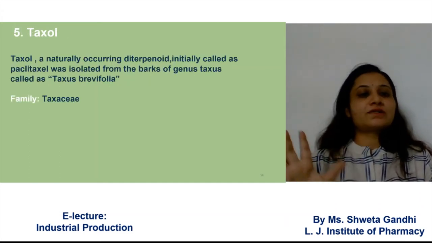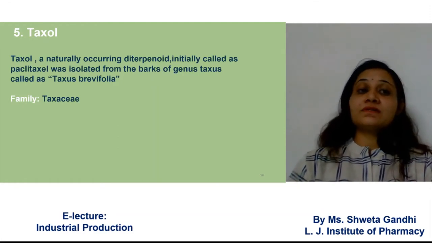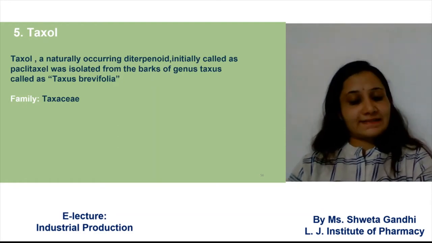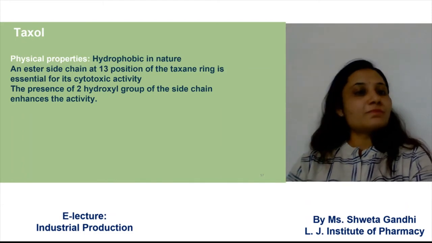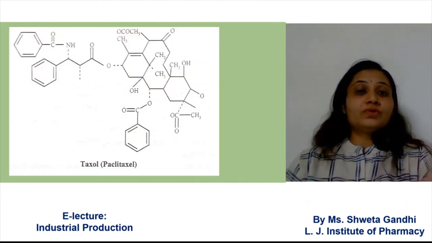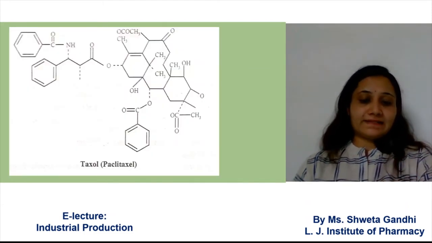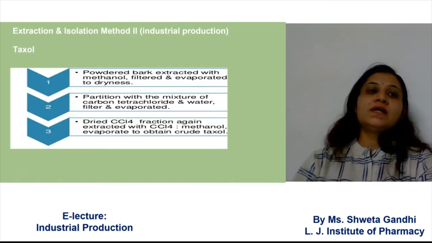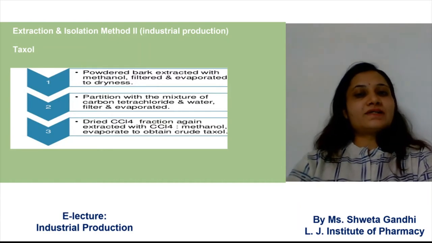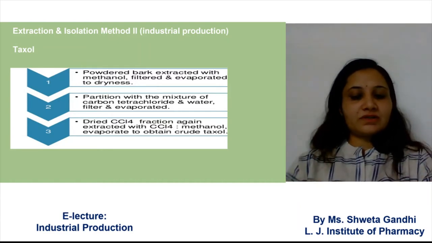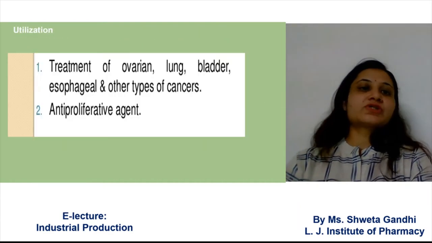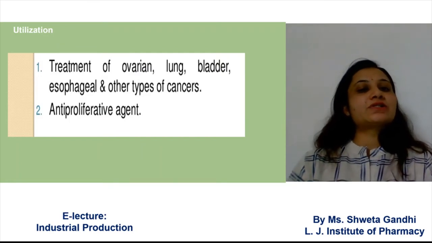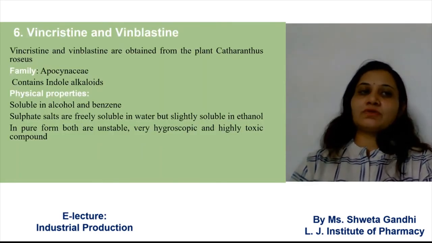Next comes Taxol. Taxol is the most common anti-cancer drug, obtained from Taxus brevifolia. These are the physical properties of Taxol. You can also call it paclitaxel. This is the extraction for Taxol, and then come the highlights of the extraction method. Then the estimation for Taxol, and the utilization: it is used in different types of cancer.